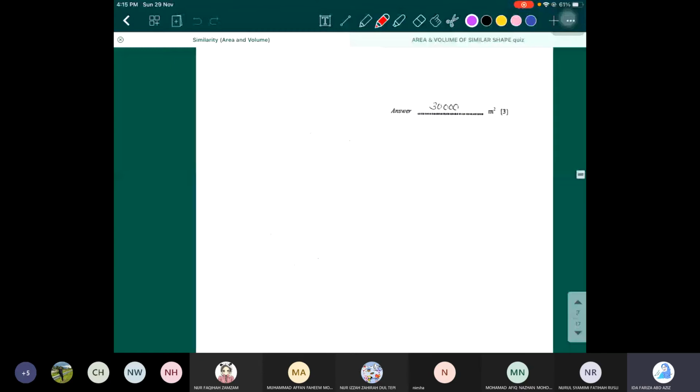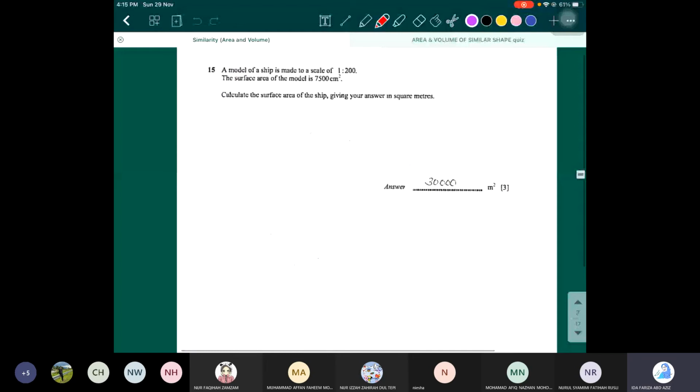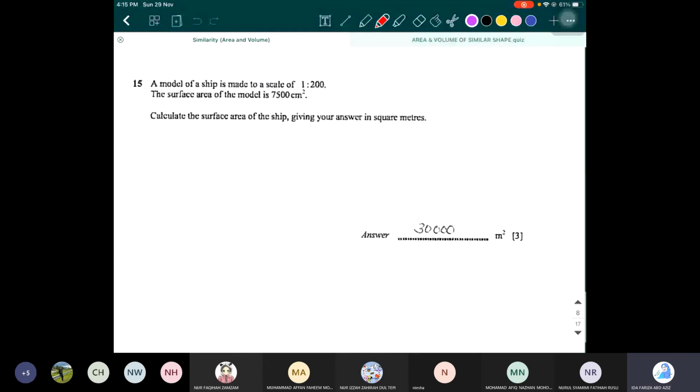Okay. Let's move on to the next one I have prepared. This one: a model of a ship is made to a scale of 1 to 200. Surface area of the model is 7500. Calculate the area of the ship in square meters. Okay, now the question is given in square centimeters, but it wants the answer in square meters.